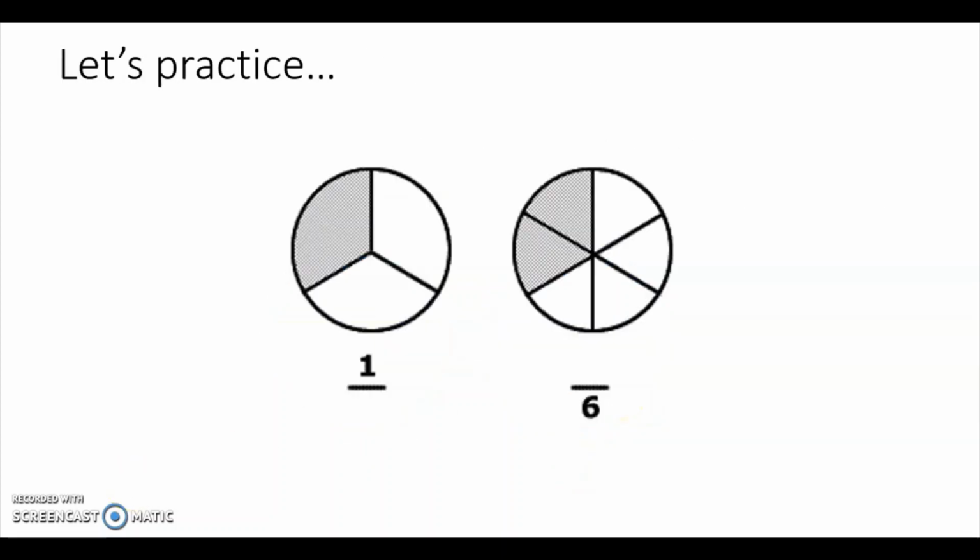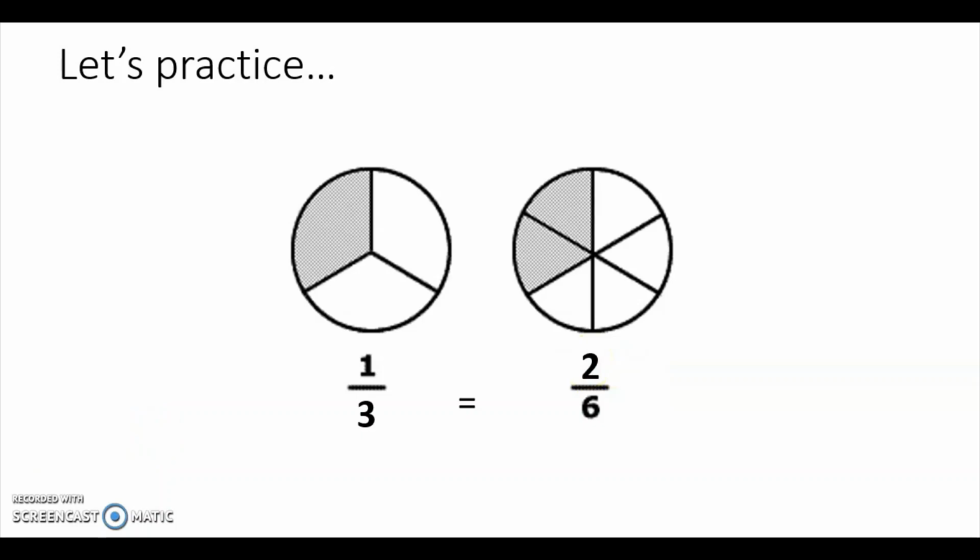Let's look at some more. Let's practice. 1 out of how many is equal to 2 out of 6? So 1 out of how many do you think? Yeah, it's 3. And 2 out of 6. These two are equal. These fractions are equivalent. 1 is not equal to 2. 3 is not equal to 6. But 1 out of 3 is equal to 2 out of 6.